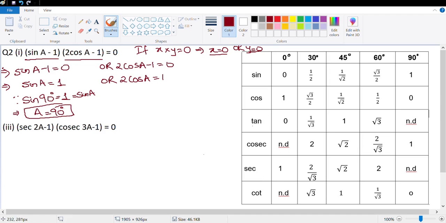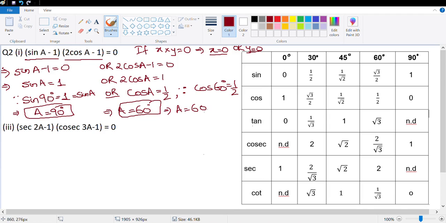Let's look at part 2, as in the second part of this question, which is cos a is equal to half. Since cos 60 degree is equal to half, it means a is equal to 60 degree. So what this means is a is equal to 60 degree or 90 degree. So I have two values of a, which will give me sin a minus 1 multiplied with 2 cos a minus 1 is equal to 0.